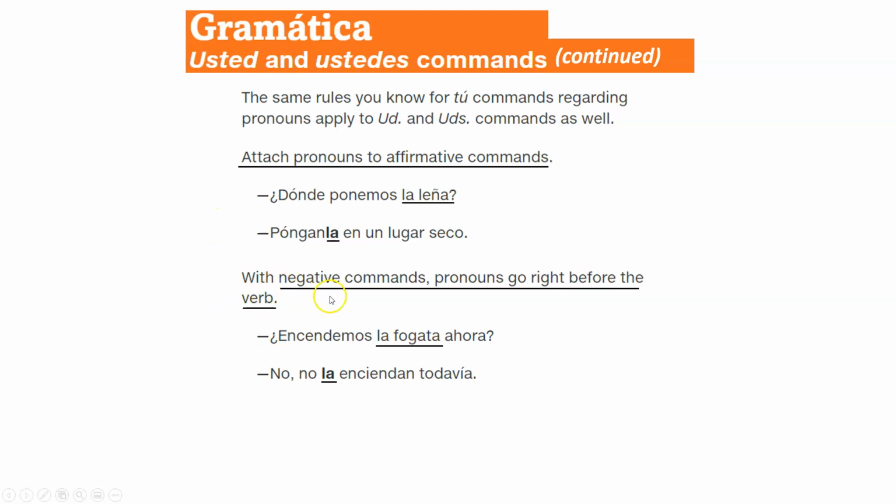With a negative command, when I'm telling them not to do something, the pronouns go before the verb. So, ¿encendemos la fogata ahora? Do we light the bonfire now? No, no la enciendan todavía. Don't light it yet. It goes in front instead of after. Notice, you can attach it to positive commands or you have to put it in front of negative commands.